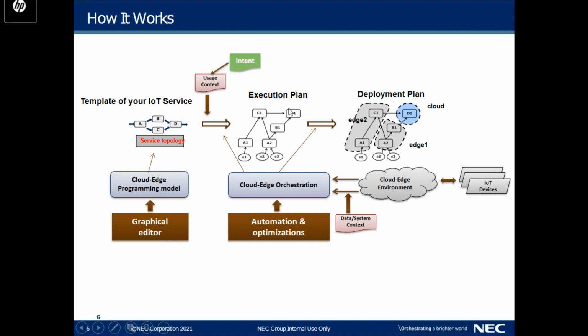Then in the execution plan, as I told you, the master makes an execution plan on the basis of intent. It decides where I should execute my worker, what the execution plan should be, and how many instances I should orchestrate. That is taken care of in the execution plan. It does the automation and optimization, then forwards to the deployment plan.